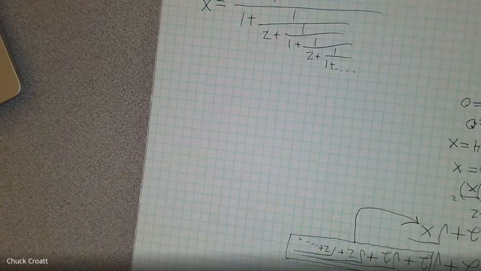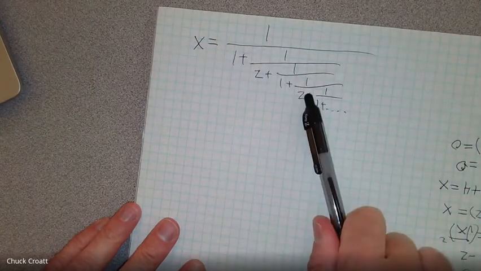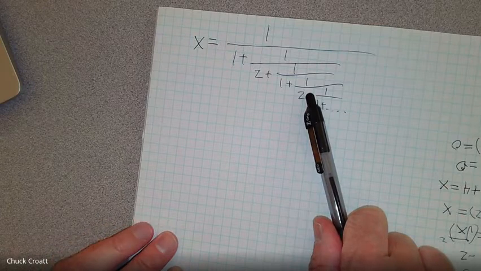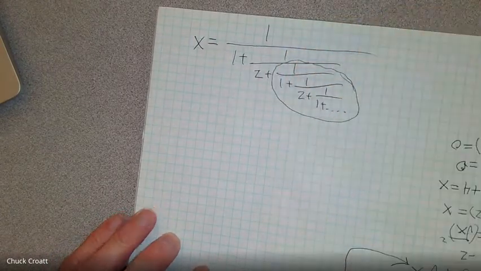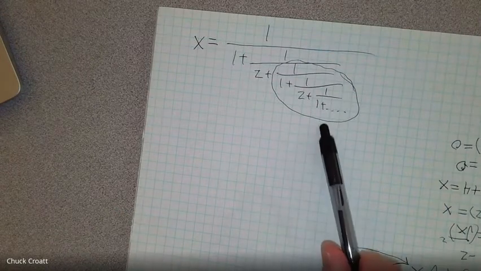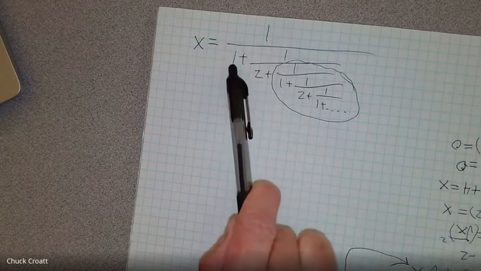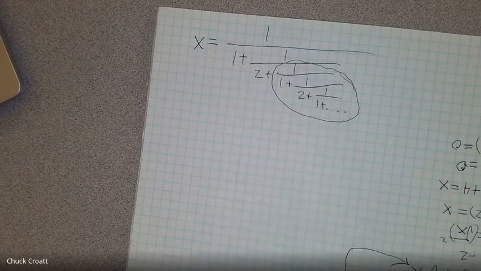And so this one has a little bit more going on. We have to go a little bit deeper into the fraction before it starts repeating the exact same thing over and over again. But if I take this chunk of it, that's the same thing as what x was. 1 divided by 1 plus 1 over 2 plus 1 over, and then it's just repeating the exact same thing.